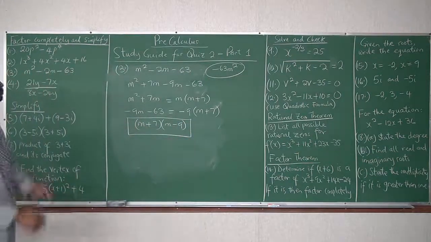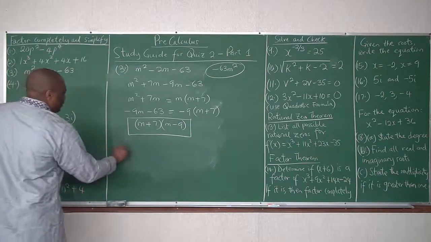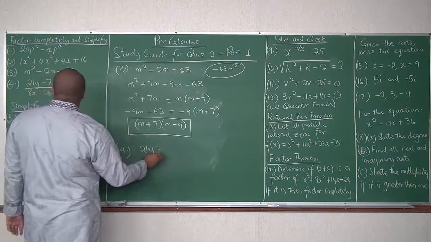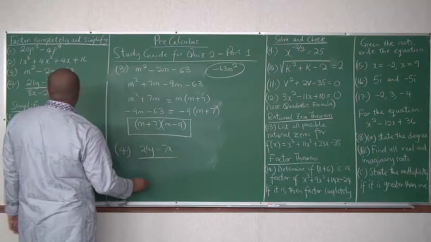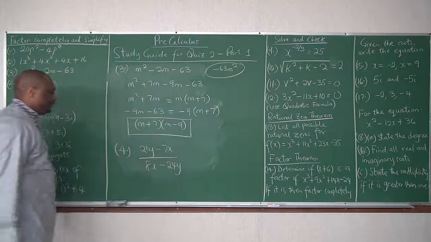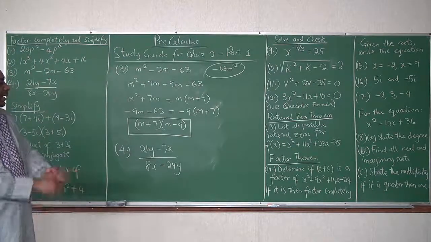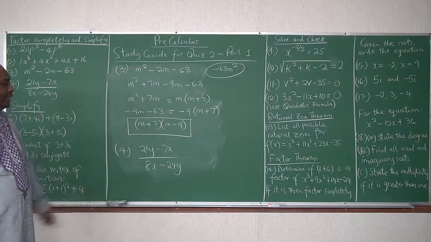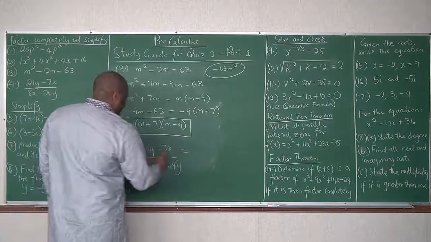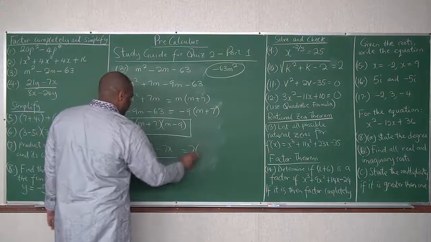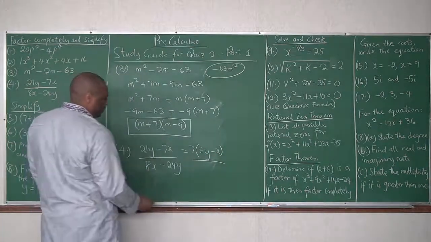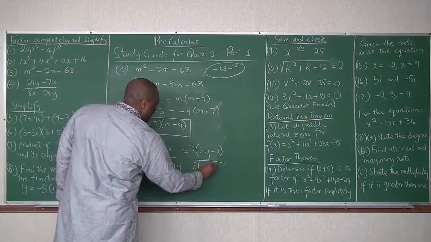Question 4. You have a rational expression: 21y minus 7x divided by 8x minus 24y. So you want to factor the numerator and the denominator by GCF. So this will be 7 times 3y minus x, divided by 8 times x minus 3y.